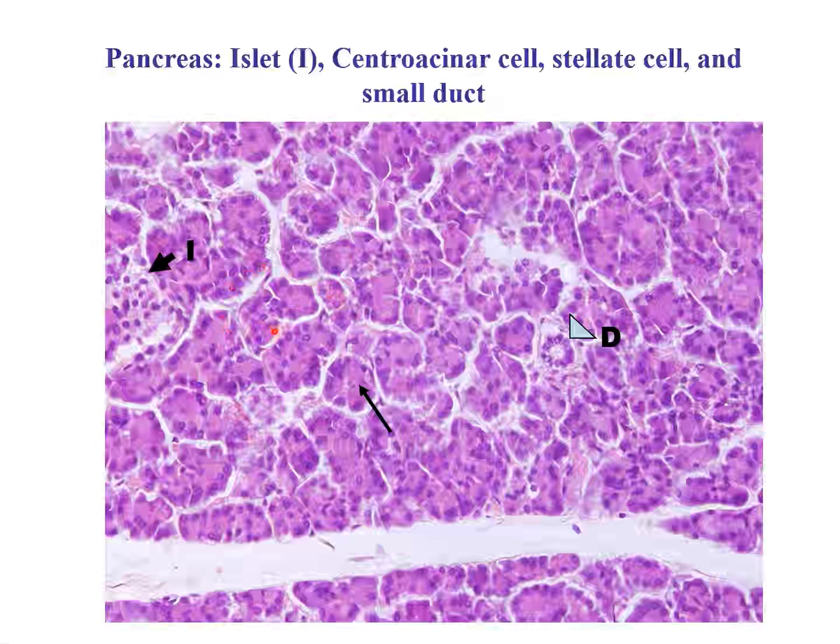This is the section of the pancreas where you can see the serous acinus, and here is the serous acinus and the islets, groups of cells. The staining is also different and not arranged in the acinar formation.